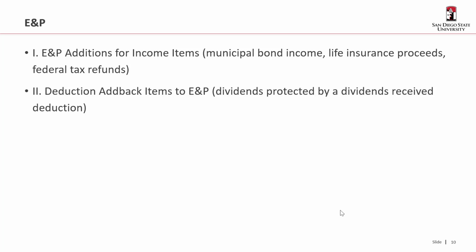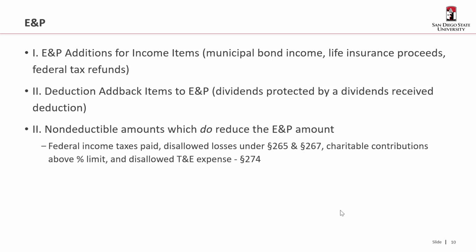Deductions, or things that are added back items to E&P, are things like dividends that were protected by a dividends received deduction. Again, same idea, right? From a taxable income perspective, I took a DRD, so I've reduced my taxable income, but that did not reduce the actual cash that went into the corporation's account. So as a result, you add back that deduction to E&P.